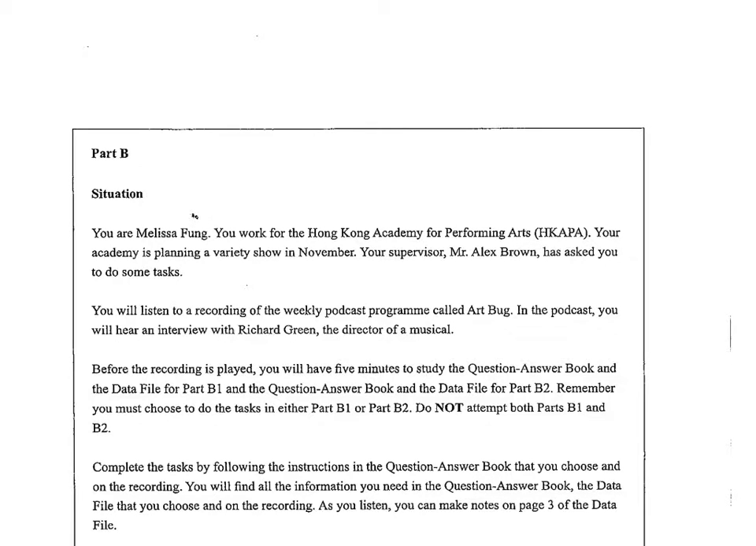So when you receive the paper and the situation, of course, you have to highlight the very important information. For example, who you are, and the organization you work for, and also your boss. Usually there will be a boss waiting for you in the task, so you have to know who they are. Having understood the situation and the different roles in this task, while the music is on, you have to go through the different pages in the data file and get some basic idea about what those items are. Okay, so let's look at the next page.